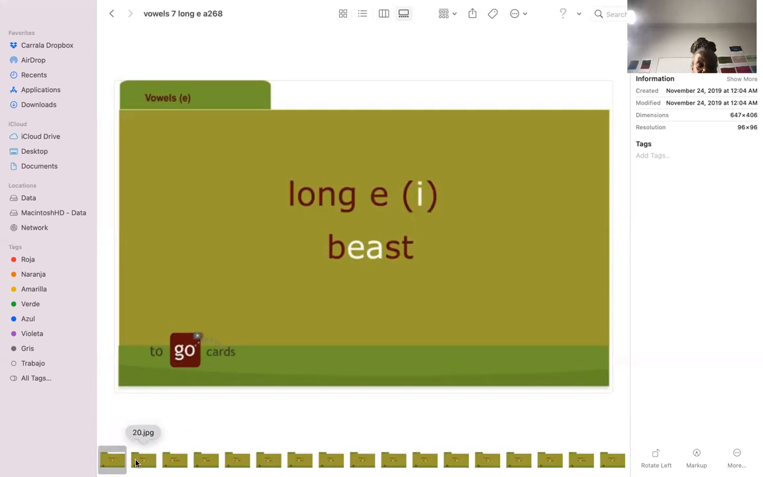Beast, a beast of burden. Do you know what a beast of burden is? Beast of burden is, for example, a horse that is used to carry things, or a donkey or a mule.